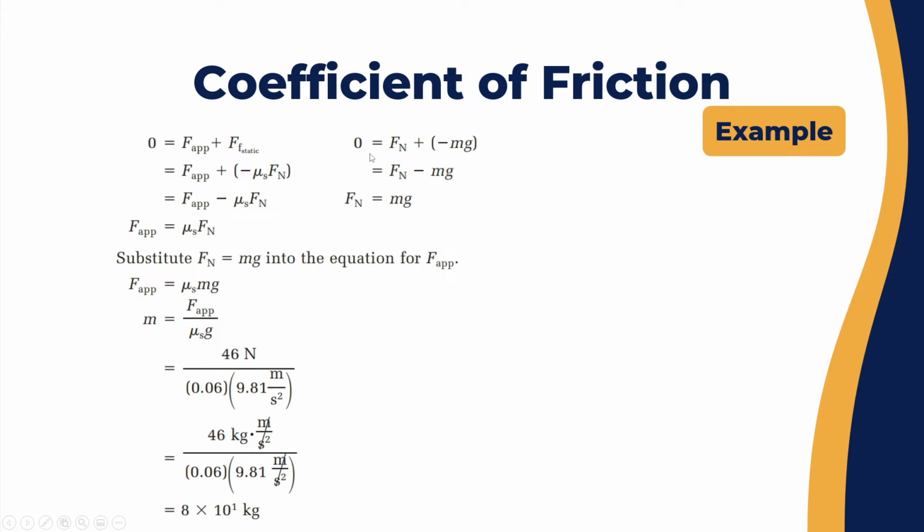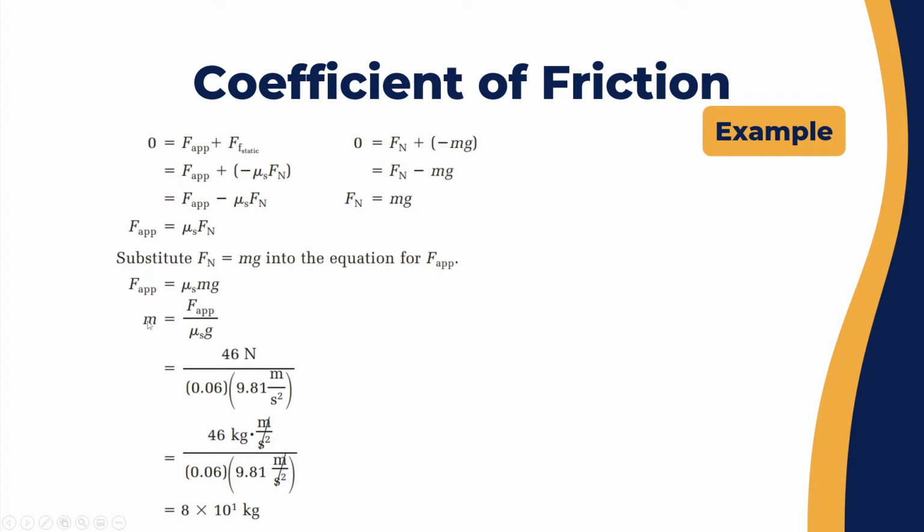Same thing for the vertical forces. We have the normal force minus mg, which is replacing the gravitational force. The normal force would equal the mass times the gravitational acceleration. Now, since we know the normal force, from here we can plug it into the equation we got from the horizontal analysis of forces. The F applied would equal mu static times mass times gravitational acceleration.